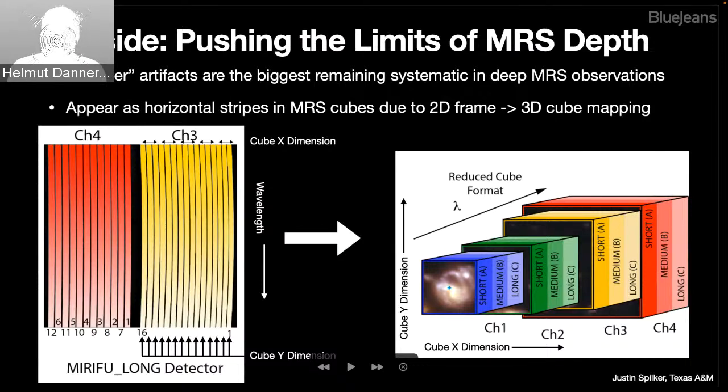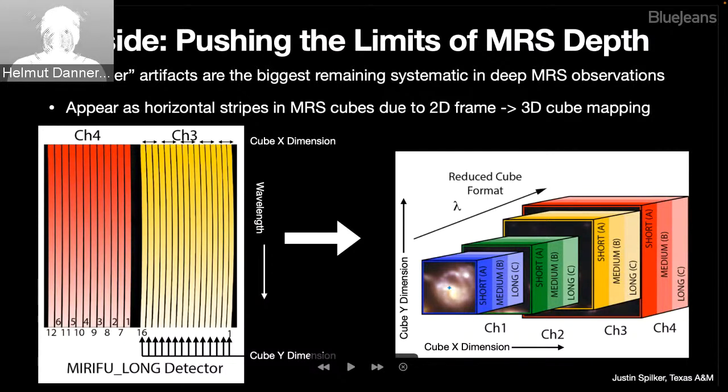And so I wanted to talk a little bit about one particular way that we've pushed the depth to basically reach the maximum possible that we can from the MRS. We're at the regime where these cosmic ray shower artifacts are the primary limiting factor in our analysis. And they basically show up in your cube as horizontal stripes. The reason for that is due to the way that the 2D frames map into the 3D cube.